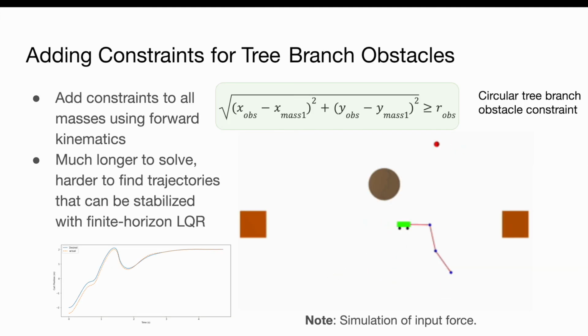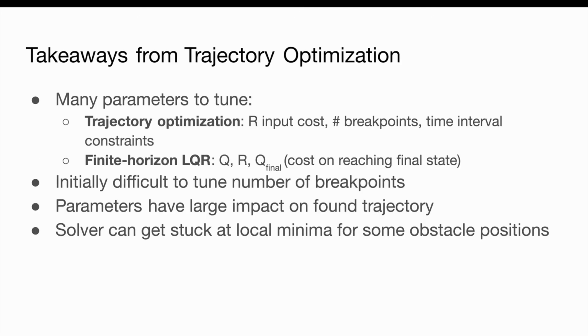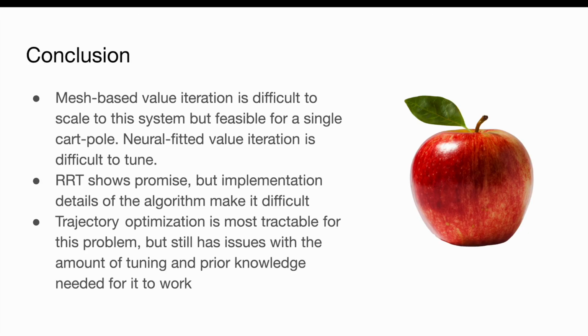And then we're also able to add additional constraints using forward kinematics and basically putting in different distance constraints that each of the masses of the pendulum need to be away from, for example, a tree branch, and we can avoid these obstacles. And while this approach was successful, we found that it was difficult to tune the many different parameters required for both trajectory optimization and finite horizon LQR. Overall, of the 3 methods, we found trajectory optimization to be the most tractable.